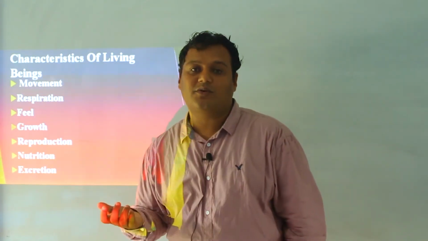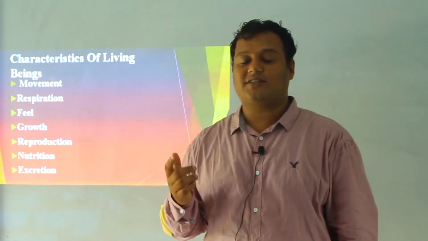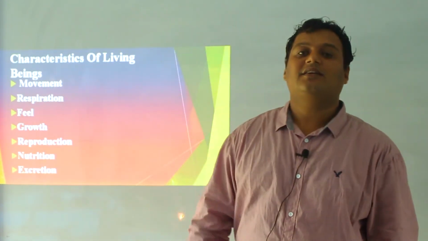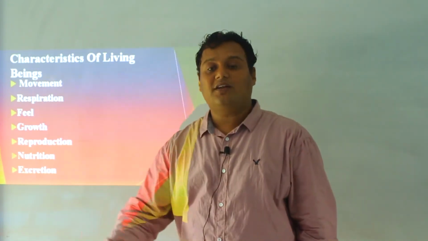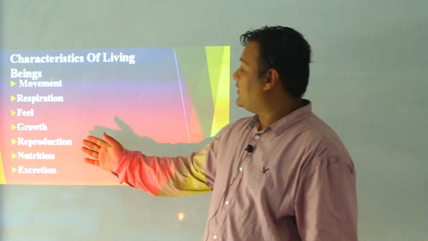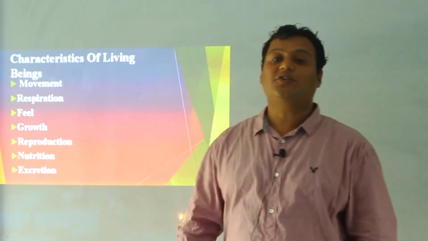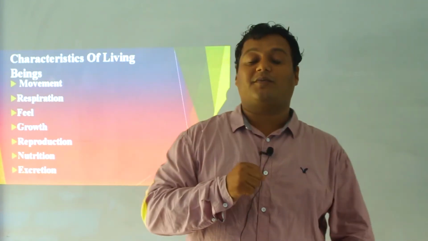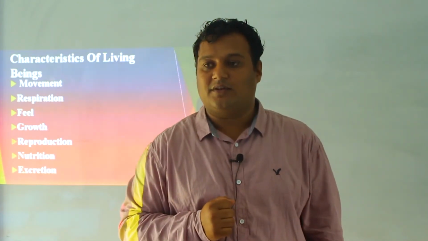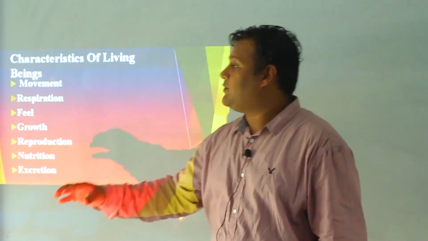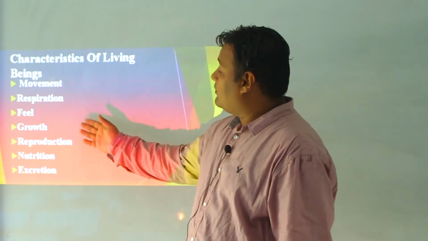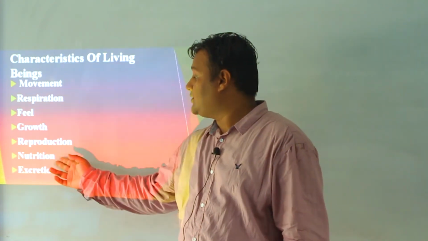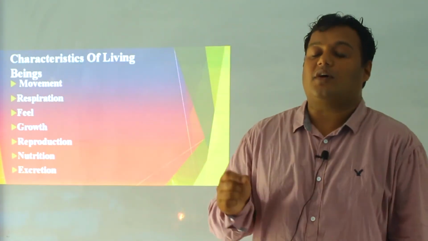Now another is growth. Growth means you know from baby, now you are an adolescent, after that you will be young, after that adult, then middle-aged, then old. That is growth. And another is reproduction, giving birth to new babies. You are born from your father and mother. A calf is born from a cow. Likewise, everything, even a small plant, is born from the seed of the adult plant. That is reproduction.